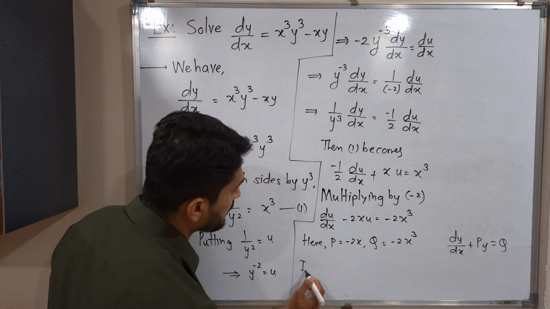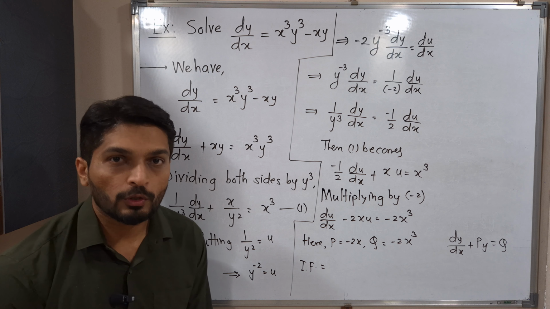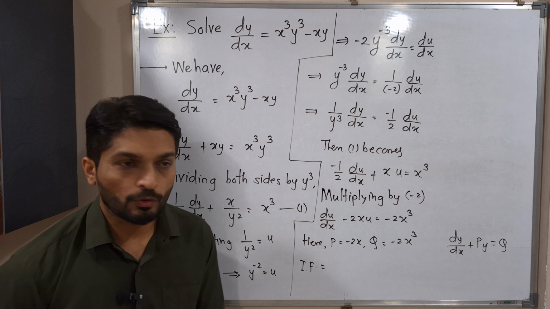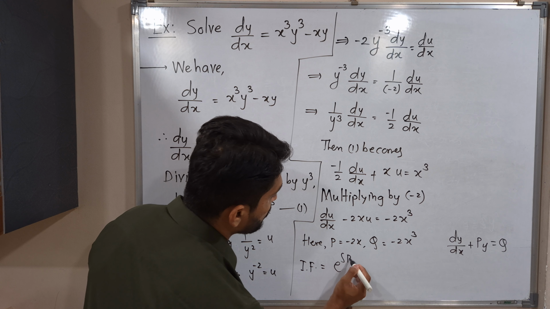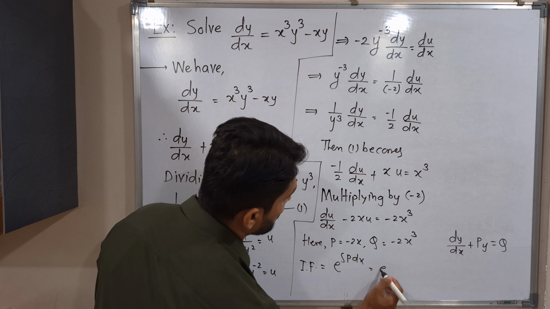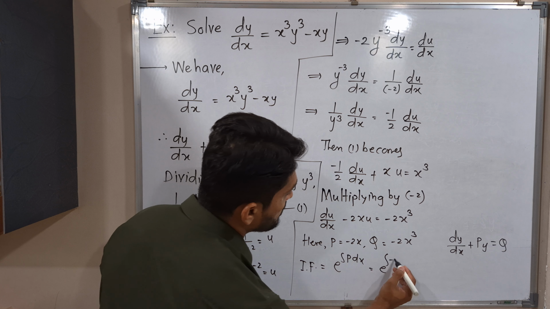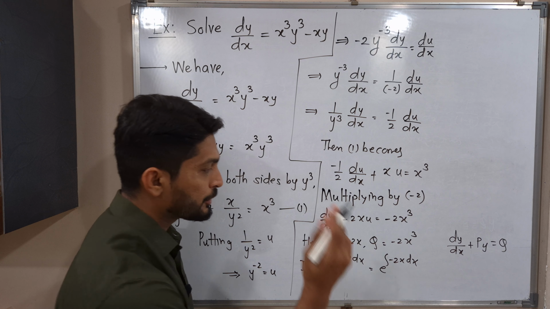First we find the integrating factor. If you have already seen my previous video, you are familiar with this method. So we find the integrating factor and then directly go for the solution. The integrating factor is e raised to integration p dx. In the power of e, we solve this integration. P is minus 2x.